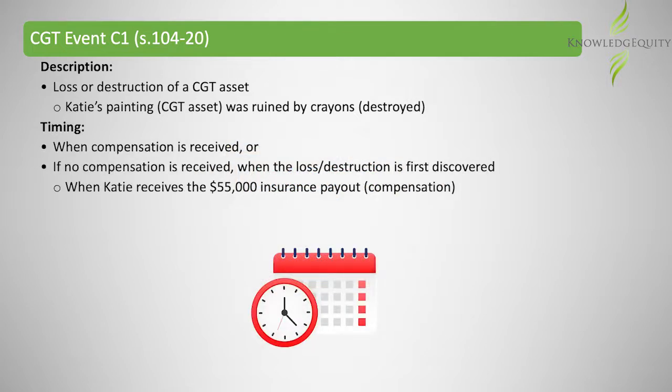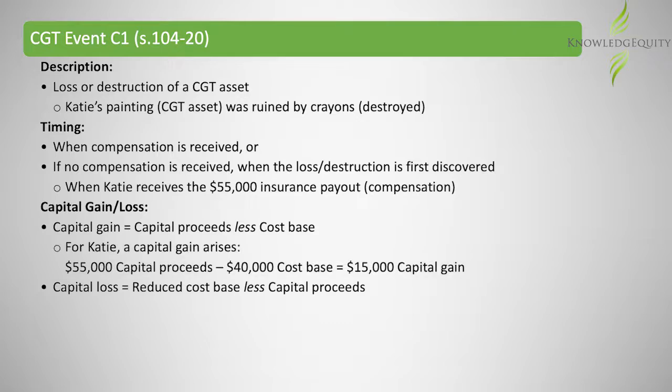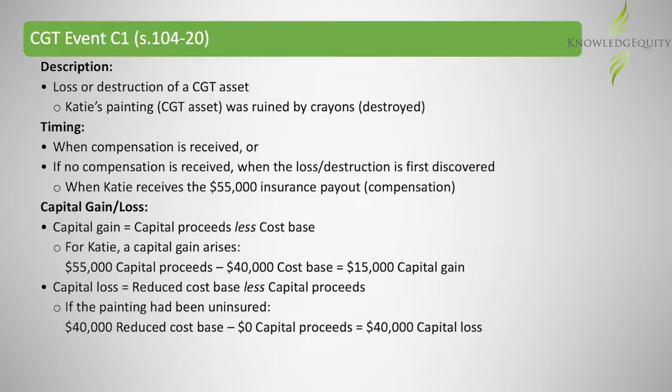The time of CGT event C1 is when compensation is received, or if no compensation is received, when the destruction is discovered. The capital gain and capital loss calculations for CGT event C1 use the same formula as CGT event A1. Here, the capital proceeds would be the insurance receipt of $55,000 and the cost base would be the $40,000, so Katie would have a capital gain of $15,000. Had the painting been uninsured, then the capital proceeds would have been nil. This would mean that there would be a capital loss of $40,000.